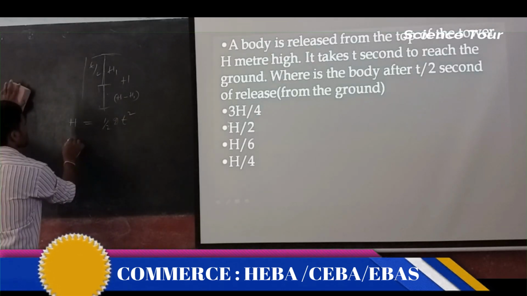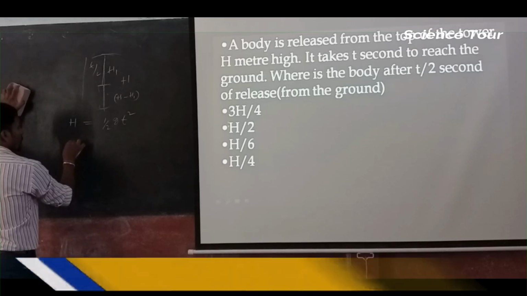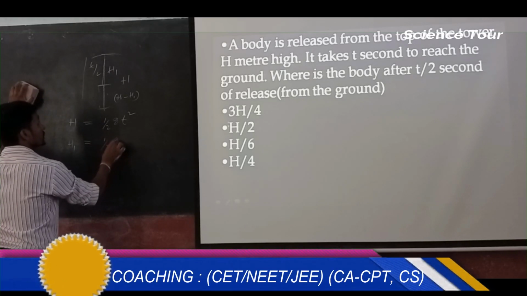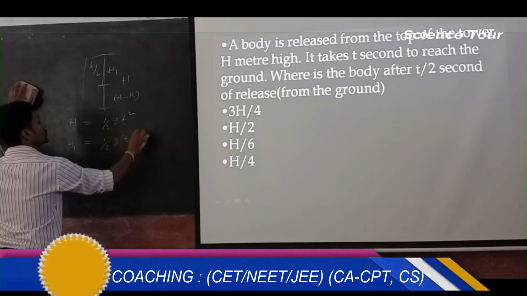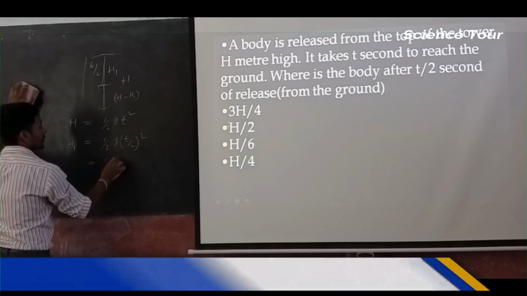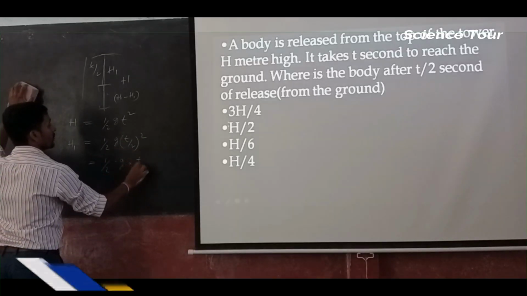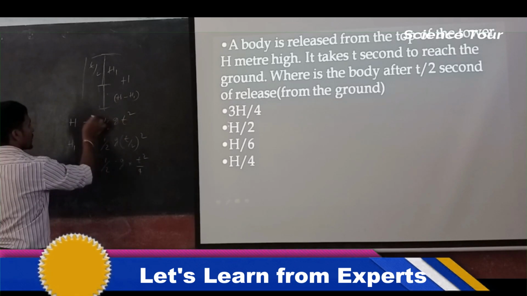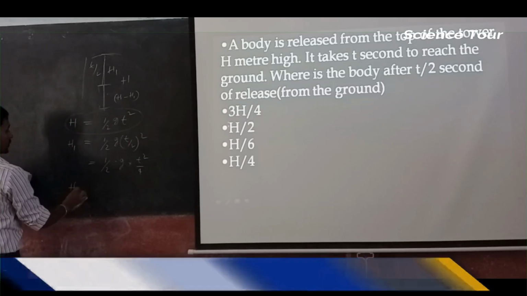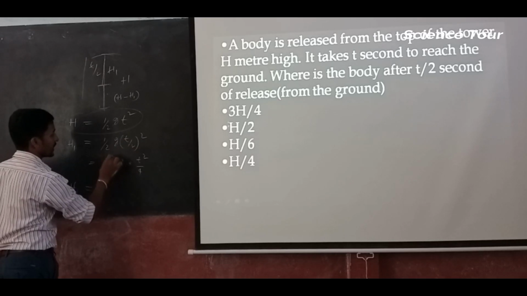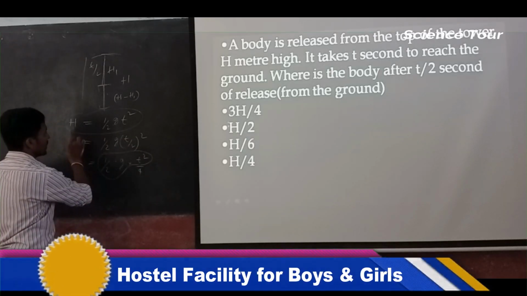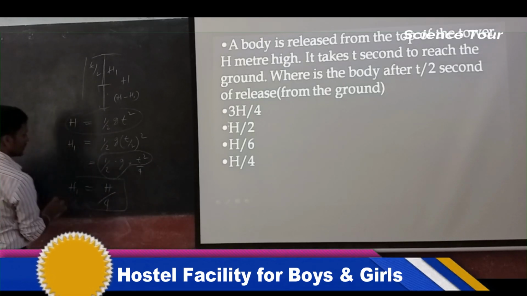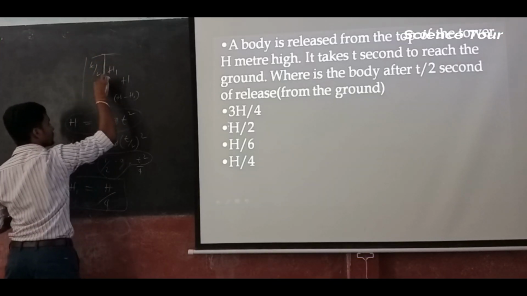Next, h1 is equal to half g into t by 2 whole square, which becomes half into g into t square by 4, and half g t square is h. So h1 after t by 2 seconds is h by 4, which means it will have reached one fourth of the h.